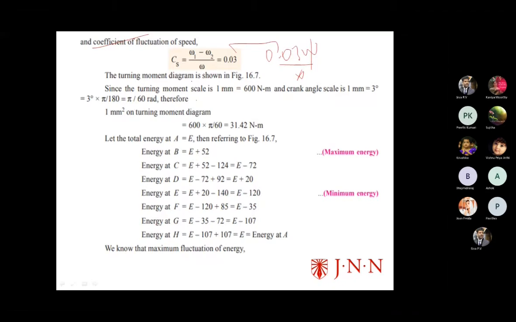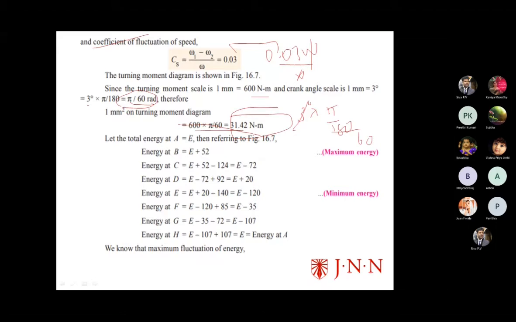Since the turning moment scale is 600 Newton meter per 3 degree, we convert 3 degree into radian by multiplying by pi by 180. That gives pi by 60 radian. So 600 into pi by 60, and when we simplify we get 31.42 Newton meter.